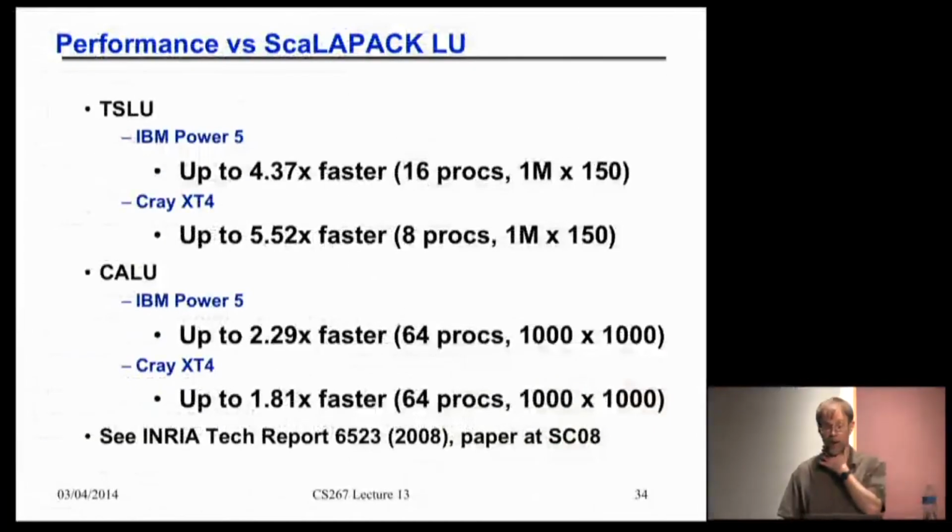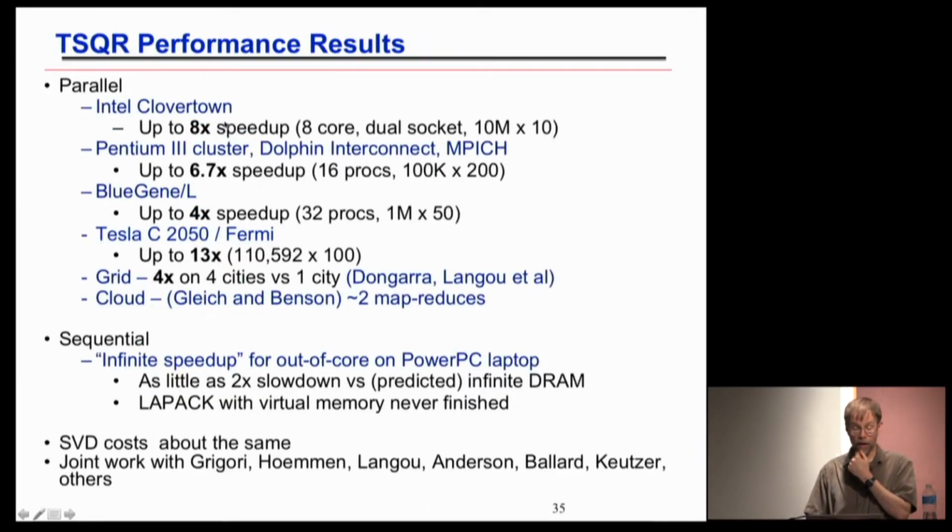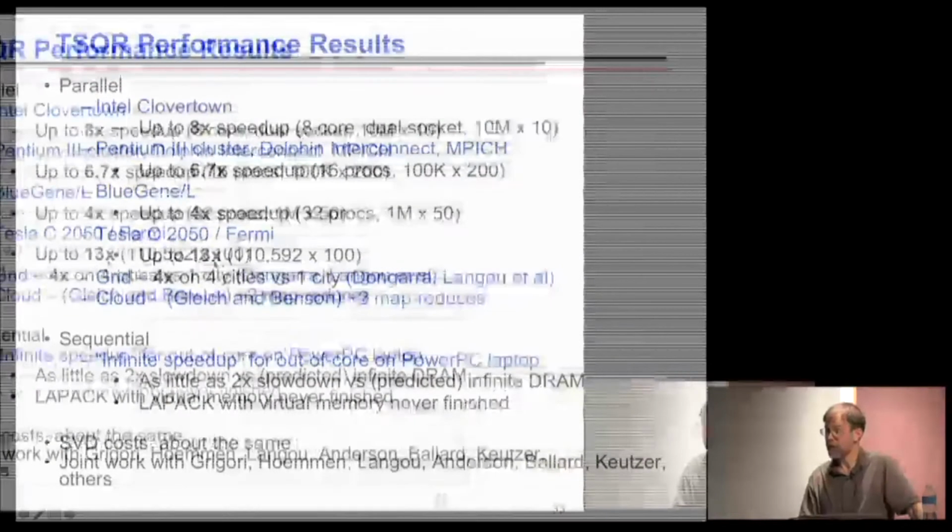So what about QR? Here I have some more performance data. On an Intel Clovertown, that's an 8-core multi-core processor, it was 8 times faster. That's as good as you're going to get on an 8 processor machine. Here, this is a cluster with a commercial Dolphin interconnect network running MPICH, that was 6.7 times faster than the previous version on 16 processors. On a Blue Gene/L, it was 4 times faster on 32 processors. On a GPU, it was 13 times faster.